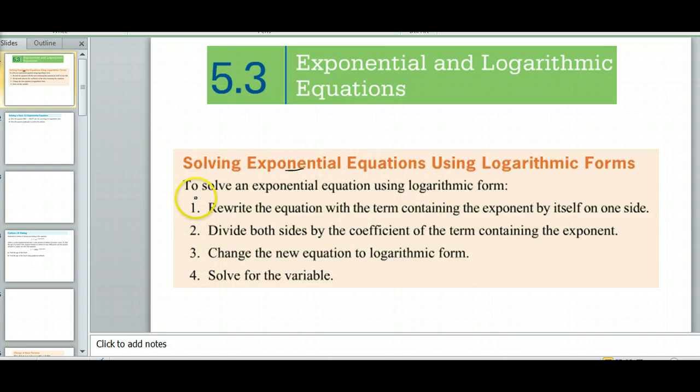It's going to involve isolating the exponent part by itself, dividing whatever we need to get it isolated, and then changing to a log form. To give you an example just to start off, we'll come back and look at this as we walk through it.